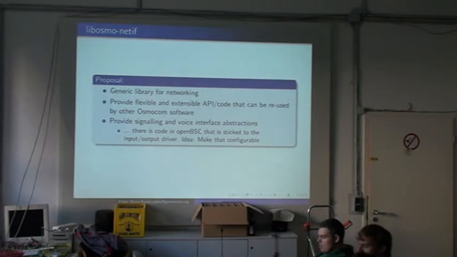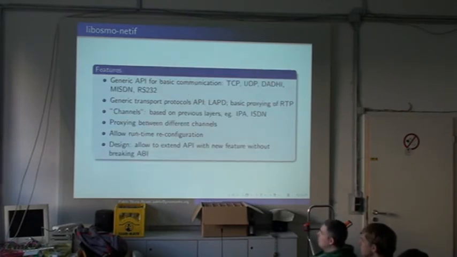So basically now there is some code in OpenBSC that is stuck to the input driver. For example, there is specifically code in the OsmoBSC daemon that requires communicating with the MSC using UDP. So if we can change that to make it configurable, so you can at runtime or at configuration time select what channel you want to use to communicate with the MSC, it could come in handy. Yeah. Well, maybe that's sort of what it has evolved to.